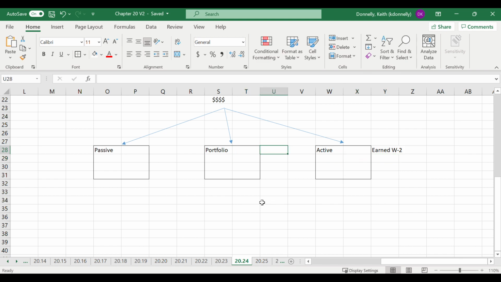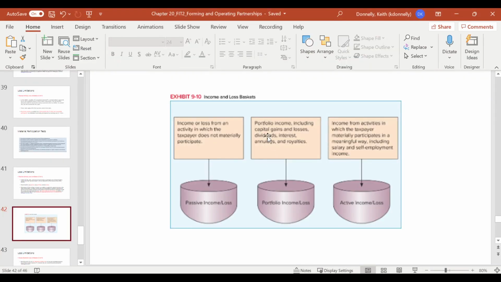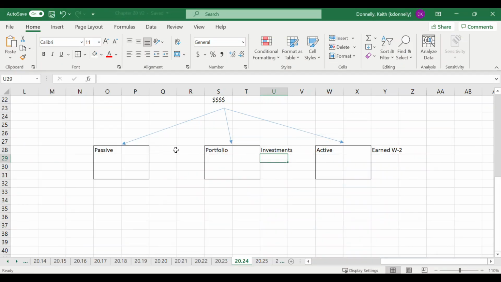Portfolio is more like investments, right? Things like stocks, bonds. You can look at it right there. And then passive activities are basically inherently passive. And it usually includes things like K1s and rental. Those are the normal things where you get flow through and rental income. So here's the deal, right? Any type of income you get, you have to put in the appropriate bucket.